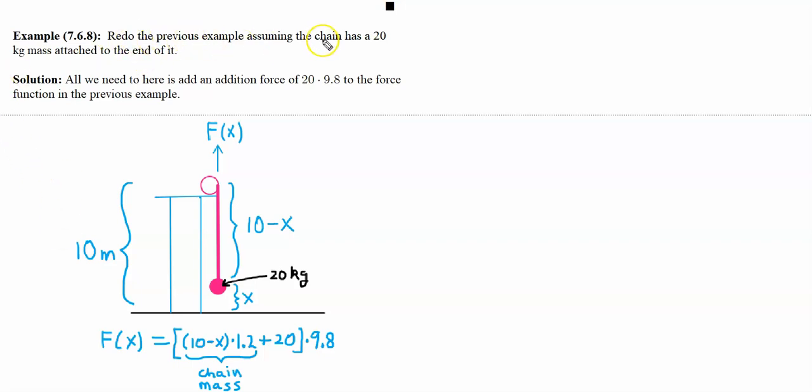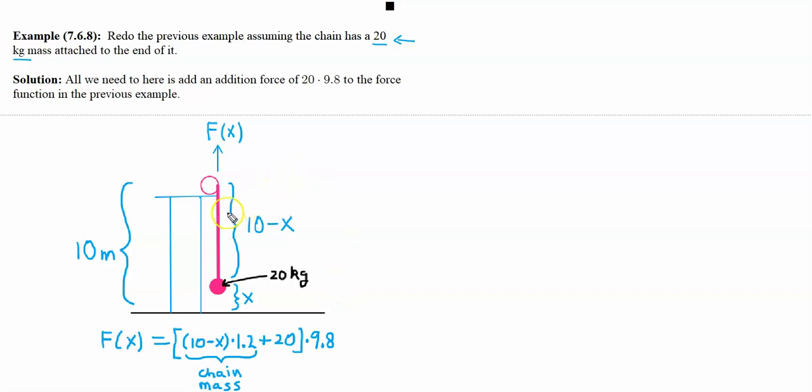So with this problem, we want to redo the previous example. Same as we had before, we have a 10-meter high platform with a chain, mass density 1.2 kilograms per meter, hanging all the way down to the ground. But now we have a 20 kilogram mass attached to the end of the chain. Right here we have a 20 kilogram mass.